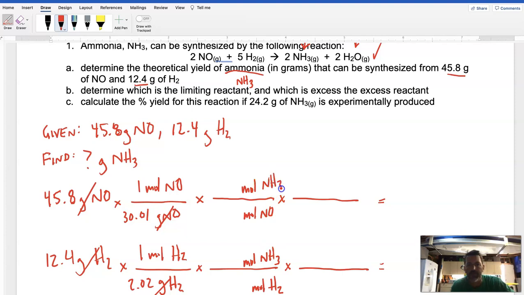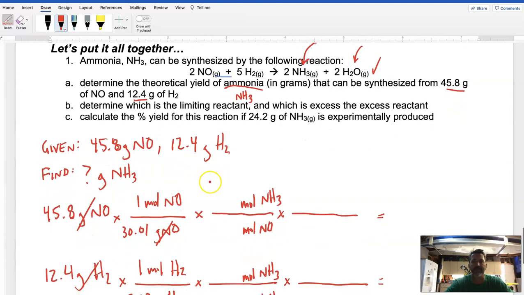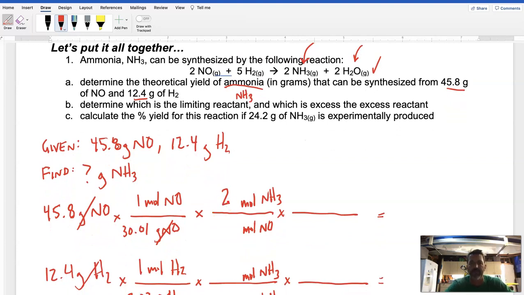Okay, NH3. So I'm going to go back to my balanced equation, and it says for every 2 moles of NH3, I need 2 moles of NO. And also from the balanced equation, 2 moles of NH3, I'm going to need 5 moles of H2, according to those coefficients. All right, cancel, cancel, cancel, cancel. So now I need moles NH3 on the bottom, moles NH3 on the bottom. And I want to convert that to grams of NH3, so I'm going to put that on the top.